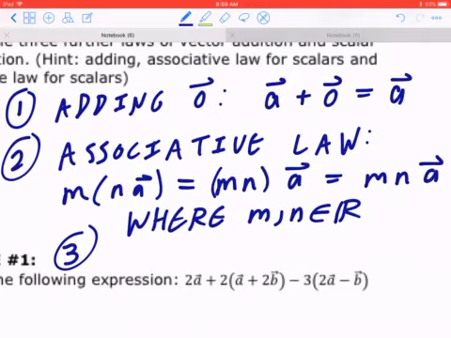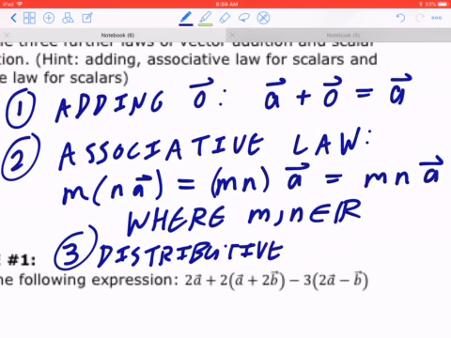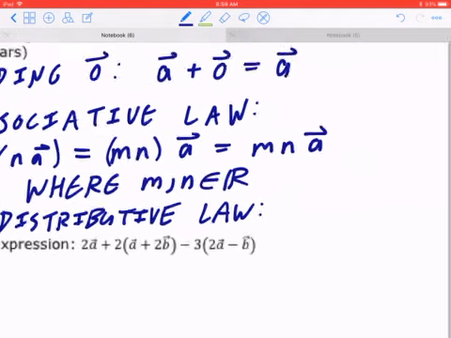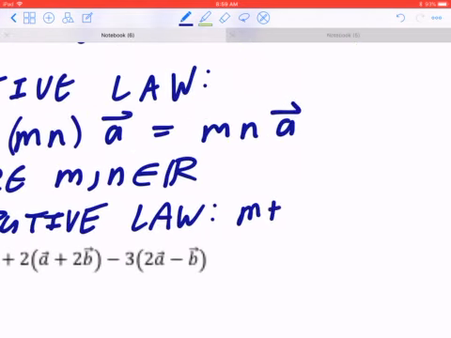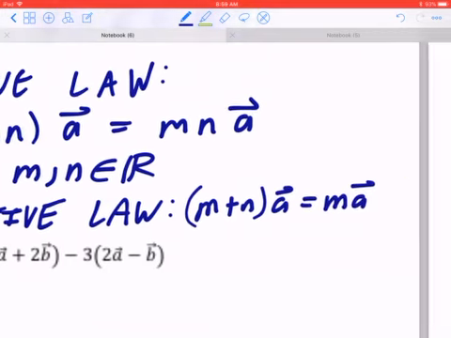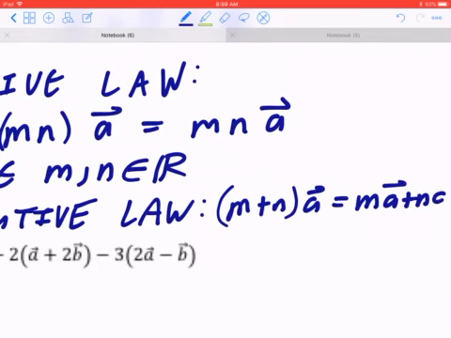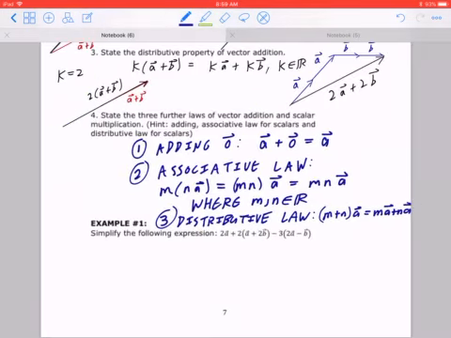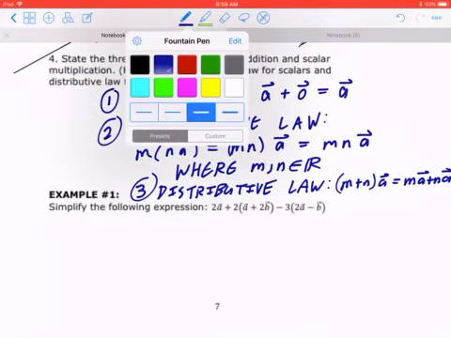Number 3, if you think about the distributive law, this states that (m plus n) times a equals ma plus na. So that's the warm-up. And again, this lesson is fairly straightforward. A lot of you have done grade 10, grade 11. You might be doing grade 12 advanced functions concurrently, but it's very doable.